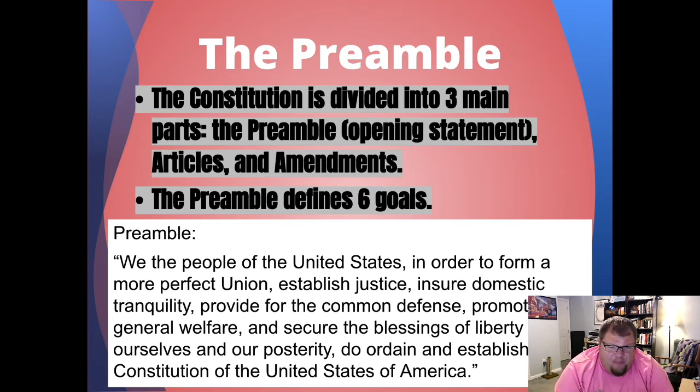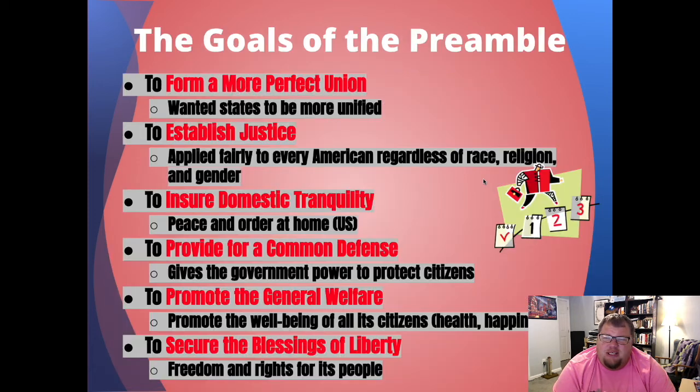goes: We the people of the United States, in order to form a more perfect union, establish justice, ensure domestic tranquility, provide for the common defense, promote the general welfare, and secure the blessings of liberty to ourselves and our posterity, do ordain and establish this Constitution of the United States. This is the opening statement that gives the purpose of the Constitution, but it also defines the 6 goals of the Constitution. So the 6 goals are: 1, to form a more perfect union.